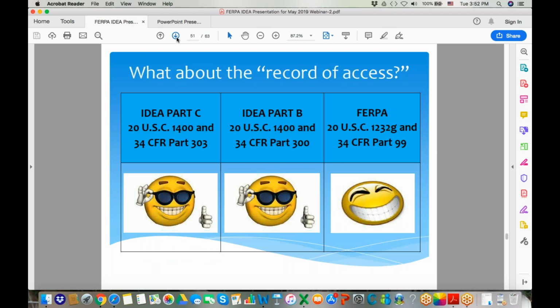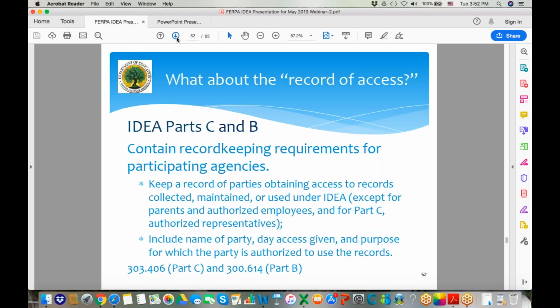And let's take a look at record of access. This is one where it's pretty much consistent between IDEA Part C and B, and FERPA has a little different. But the general gist of this is if we have somebody who is accessing the record, and this would be somebody who's authorized or makes a request. Under the next slide, please, you can see IDEA Part C and B. The key is if it would be somebody other than the parents or the authorized representative. So if it's an outside person coming in doing an audit, for example, it's basically capturing who's accessing the records and what did they access.